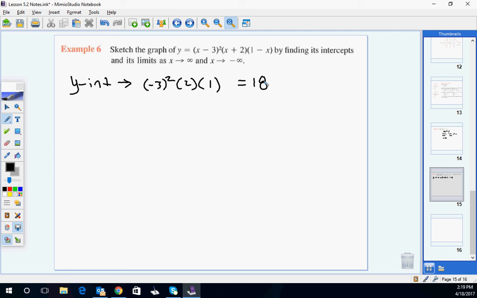Okay, how about your x-intercepts? Well, they gave it to you nicely, right? We know how we can make y 0 here. Just like solving by factoring, right? It's already factored, so we already have those values. So your x-intercepts are 3, -2, and 1.